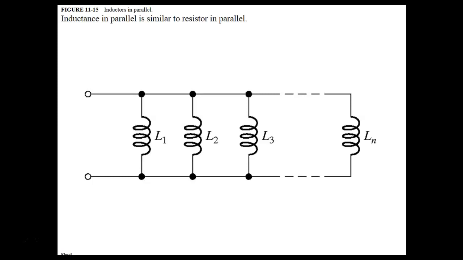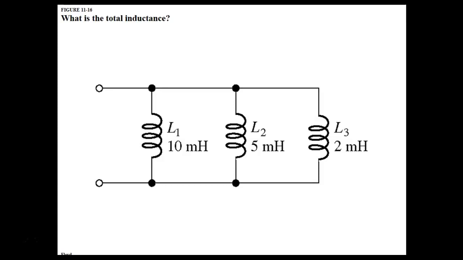Inductors in parallel, we do them just like we do resistors in parallel. So this is where you have to use that reciprocal. L, not XL, would be equal to 1 over L1 plus 1 over L2 plus 1 over L3 plus 1 over all we can go. If you have two or three inductors of the same size, you take one of them and divide it by the number that you have.